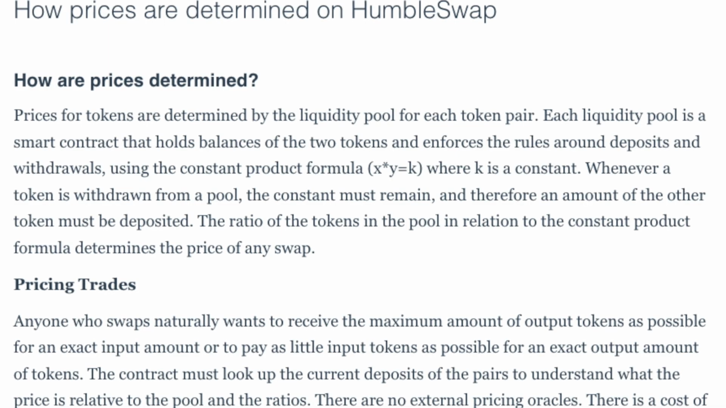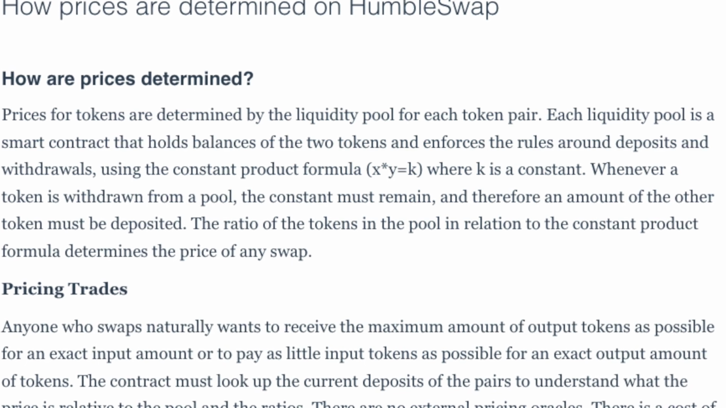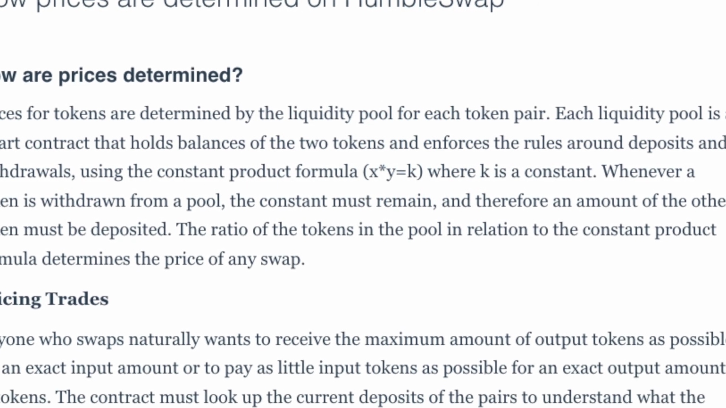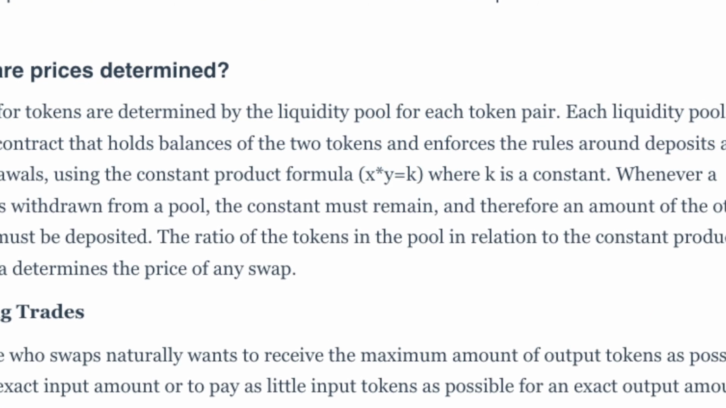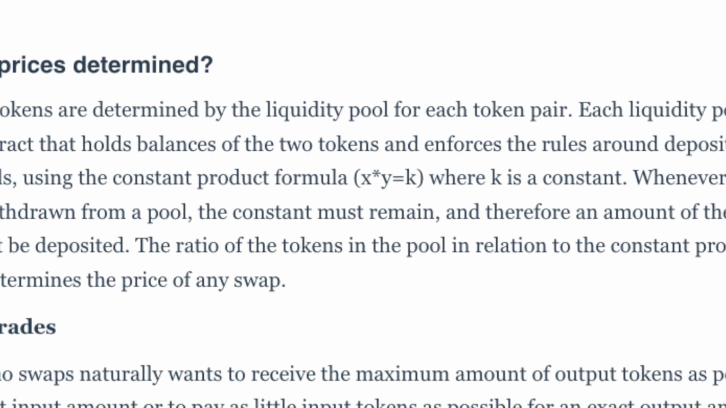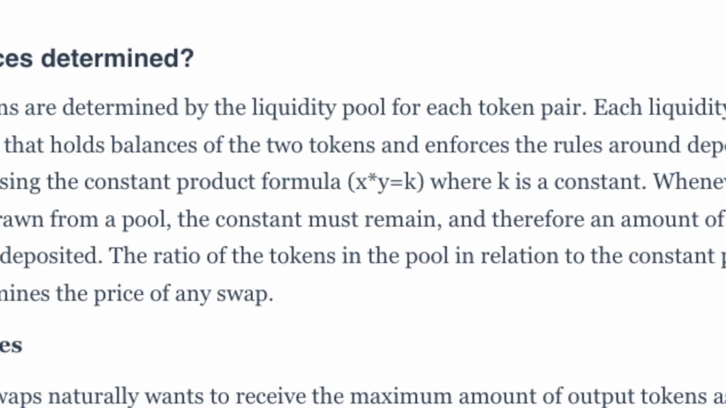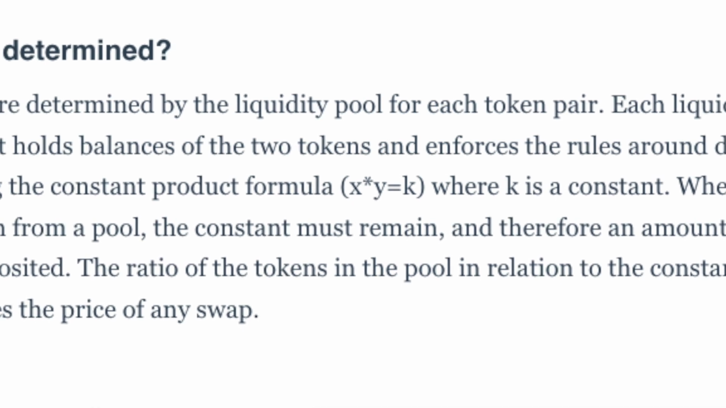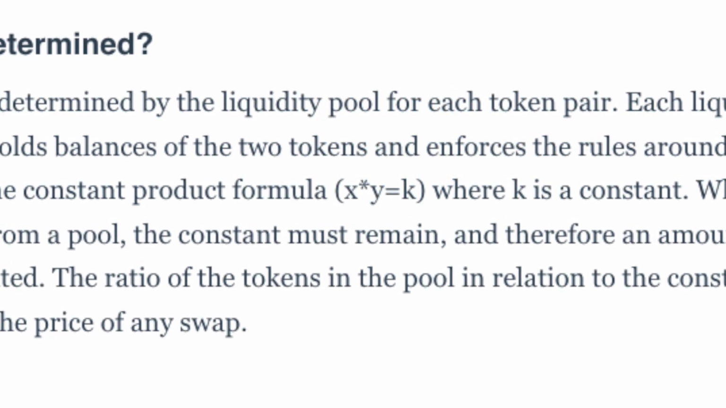How prices are determined on HumbleSwap: using the constant product formula, X times Y equals K, where K is a constant. If you watched my video that I did on the AlgoDex white paper, you will see that how an order book determines prices is completely different than an AMM. If you are not familiar with this formula, I will place a link in the description to a video where someone does a really good job explaining it.